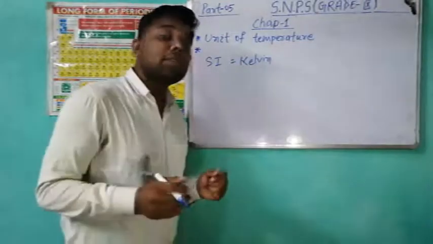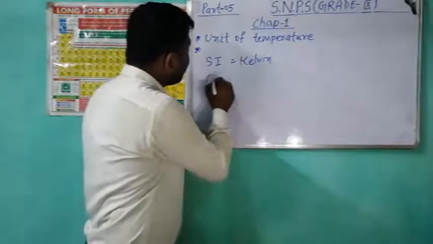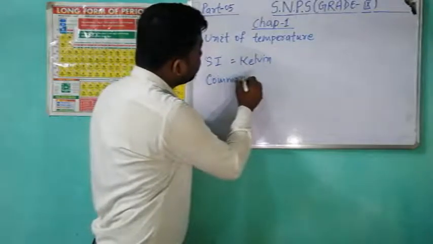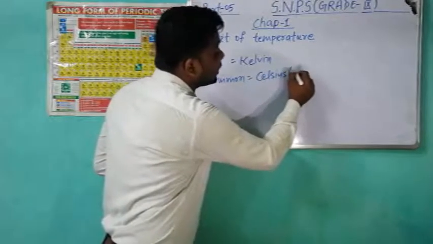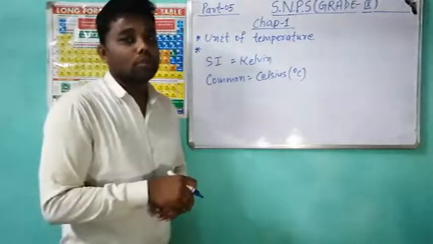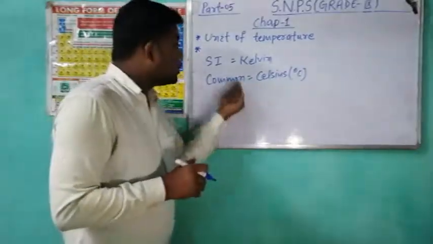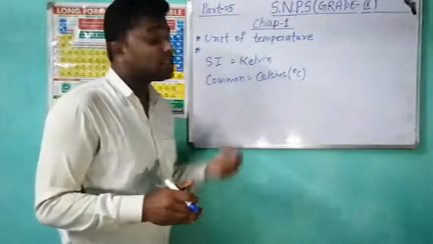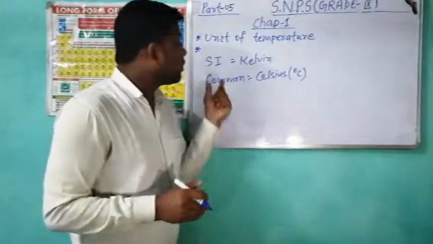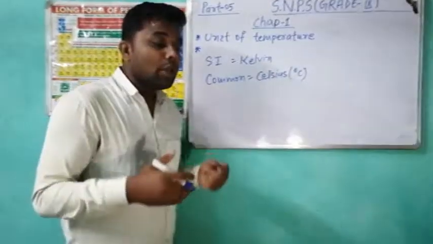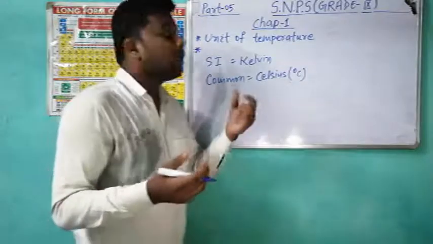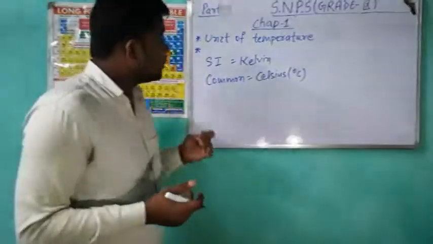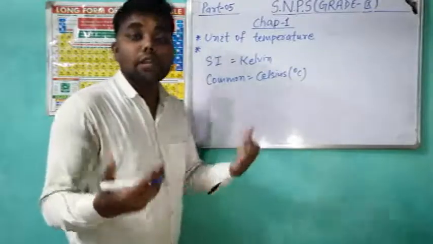The SI unit of temperature is Kelvin, but the common unit that we use in our daily life is Celsius, and we can say degree C and degree centigrade also. Why is it called the Celsius scale, or degree Celsius, in our common unit? Because we use the Celsius scale in our daily life. In a thermometer, we use the degree Celsius scale.